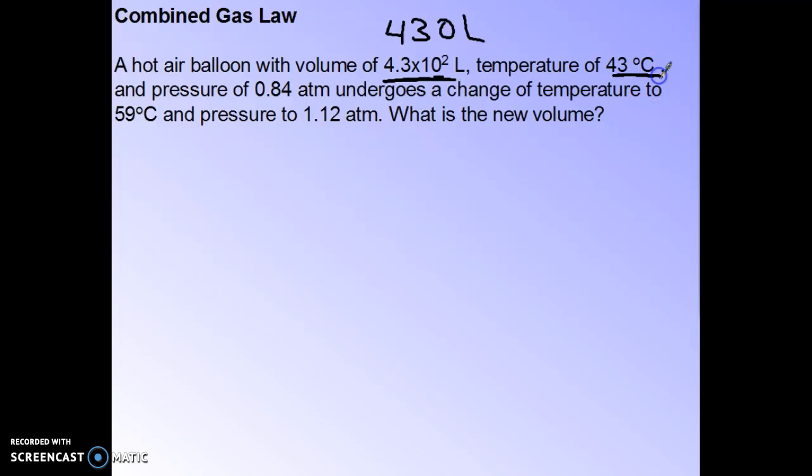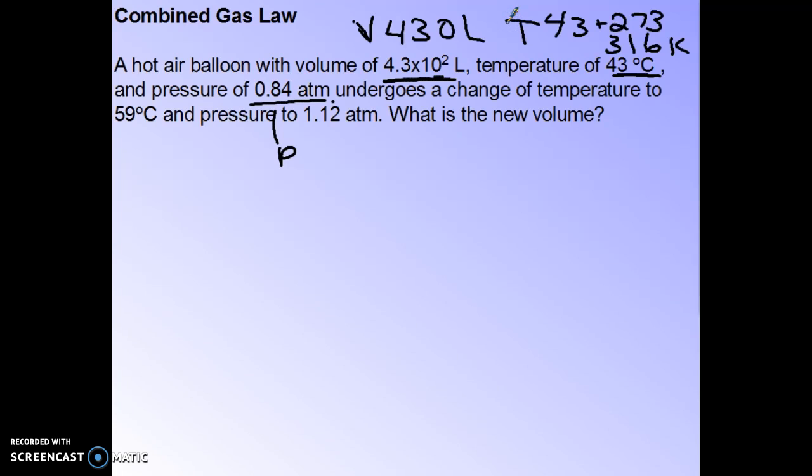So we know we're going to have to convert that to Kelvin. Let's just go ahead and do that. 43 plus 273. It's going to give me 316, I believe, Kelvin. Okay, so then the pressure of this balloon is 0.4 atm. So this is our V, our T, and our pressure.